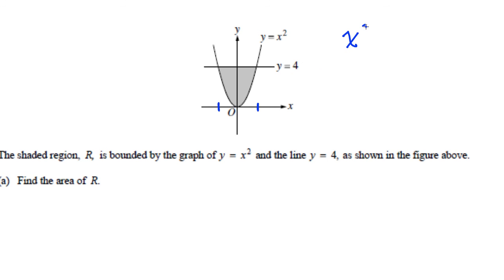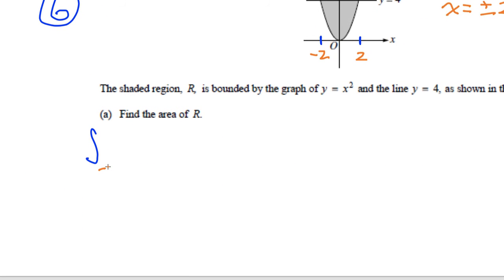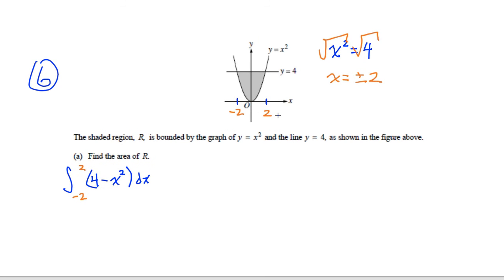If I set them equal to each other, x squared is equal to 4. Take the square root of both sides, and I get x is equal to plus or minus 2. And that's why we have a negative 2 there and a positive 2 there. So my integration is really going to be between negative 2 and 2 of our functions. Top is 4, bottom is x squared, and all that is going to be multiplied by dx, the thickness of each of those slices. All right, so looks good so far.